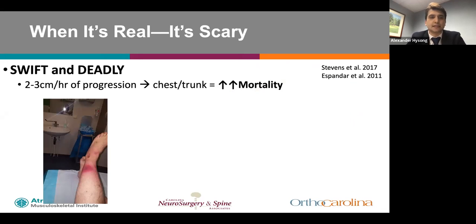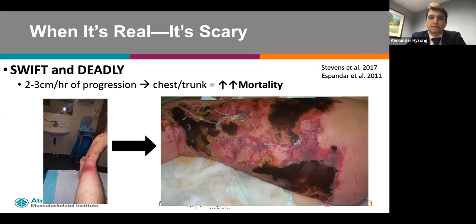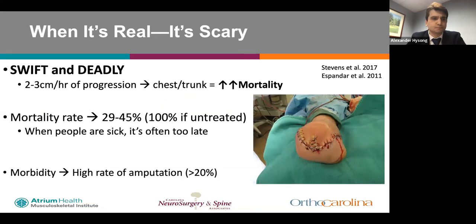It's swift and deadly. It can increase at a rate of 2 to 3 centimeters per hour up an extremity. So it can start at this benign appearing cellulitic rash on somebody's lower extremity. And then in a matter of hours, it can progress up the entire extremity, starting to cause skin necrosis in association with the very grim clinical picture.